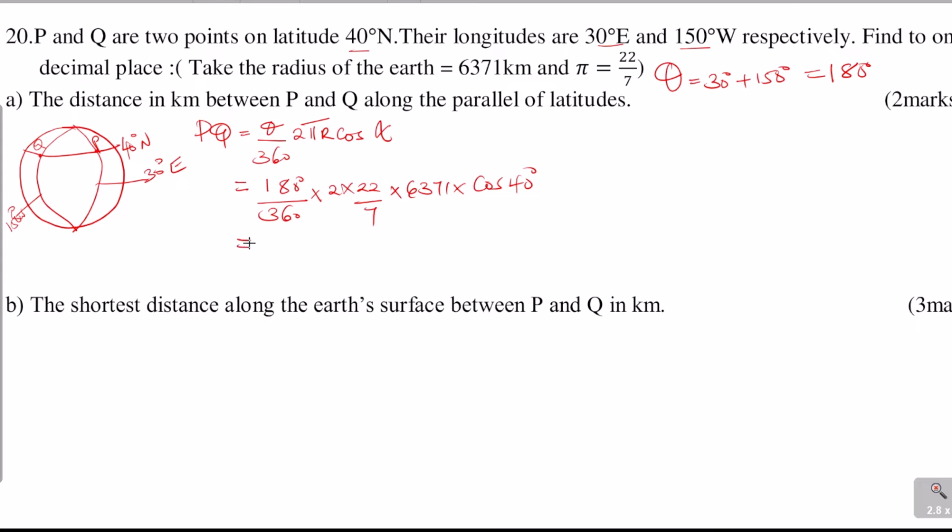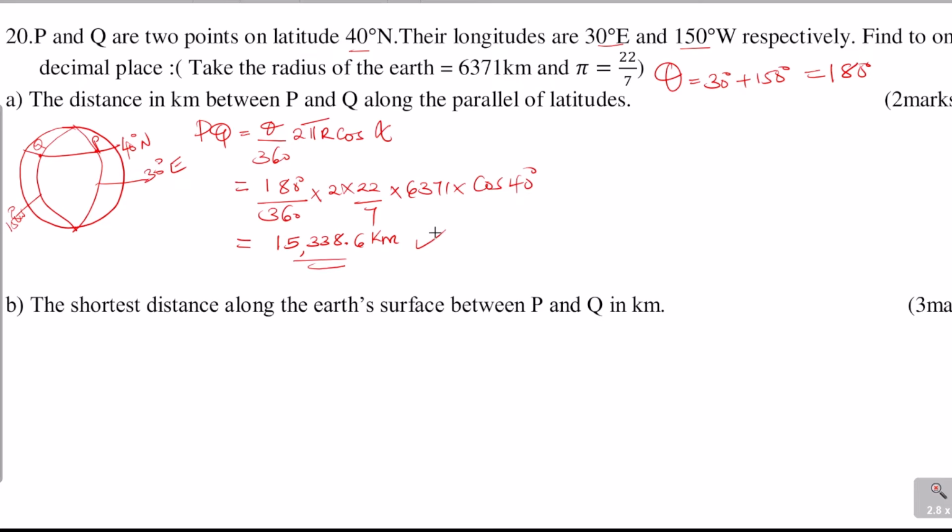So just use a calculator to work out this. Remember, you're supposed to give the answer correct to one decimal place. So this one will give 15,338.6 kilometers. That is correct to one decimal place. So that is all about part A.